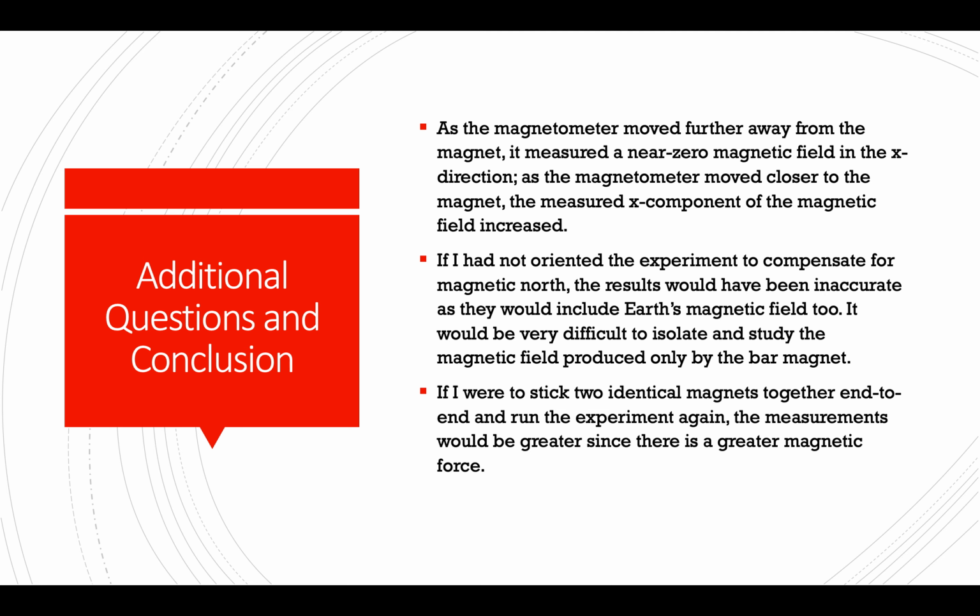To conclude, as the magnetometer moved further away from the magnet, it measured a near zero magnetic field in the x direction and increased as it was moved closer. If I had not oriented the experiment to compensate for magnetic north, the results would have been inaccurate as they would include Earth's magnetic field too. It'd be very difficult to isolate and study the magnetic field produced only by the bar magnet.